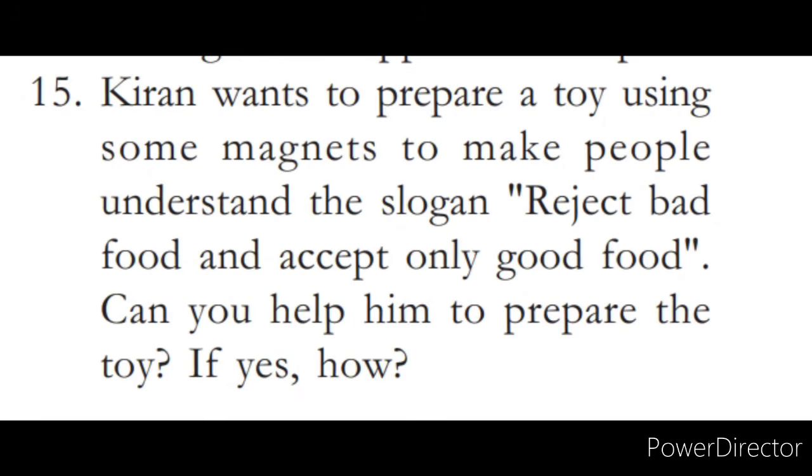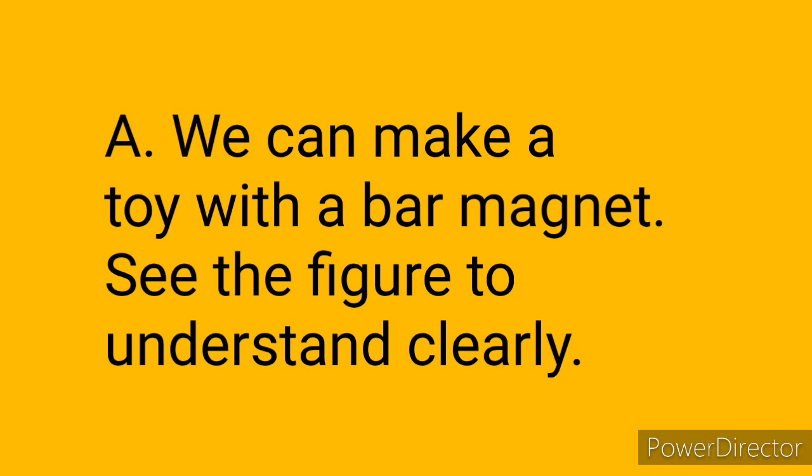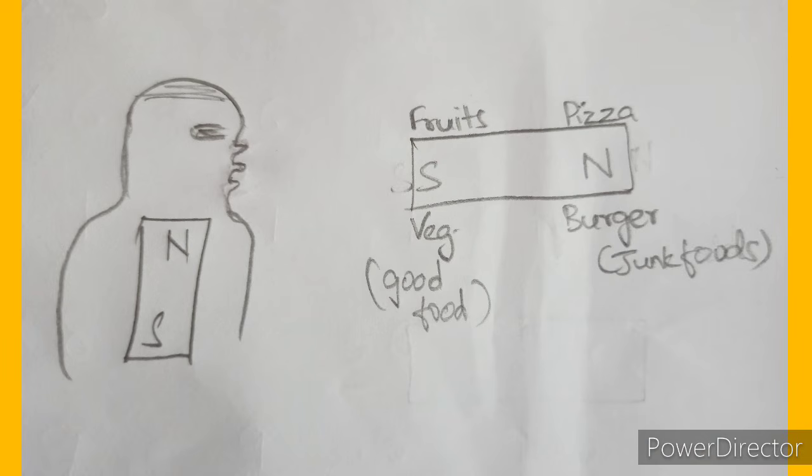Okay. Next one. Kiran wants to prepare a toy using some magnets to make people understand the slogan, reject bad food and accept only good food. Can you help him to prepare the toy? If yes, how? Answer. We can make a toy with a bar magnet. See the figure to understand clearly.